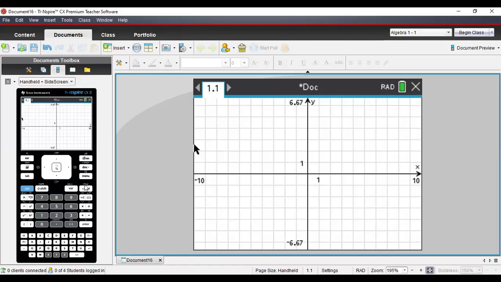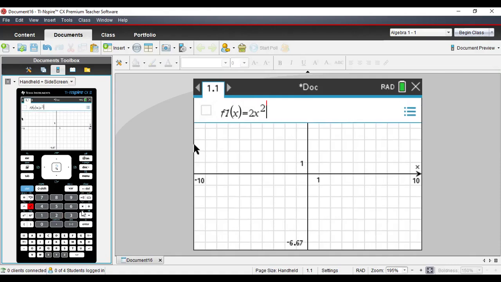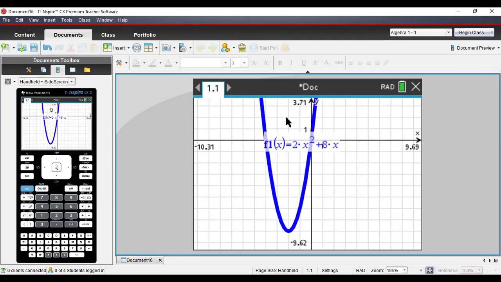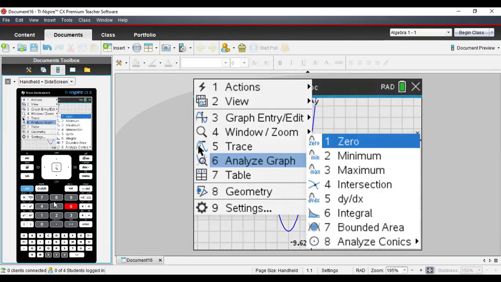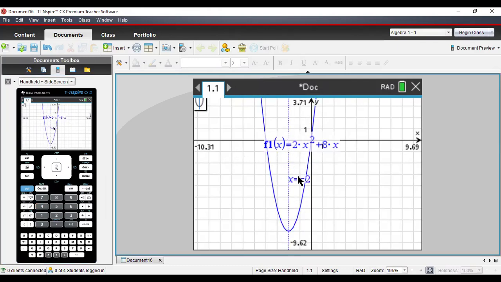I'm going to enter this first function. So I'm going to go tab, and it's going to be 2x squared plus 8x plus 8. Press enter. And then from here, I'm going to go menu 6, 8, 4. And then if you hover over it, it'll tell you. If you look closely, it tells you that the axis of symmetry is x equals negative 2.